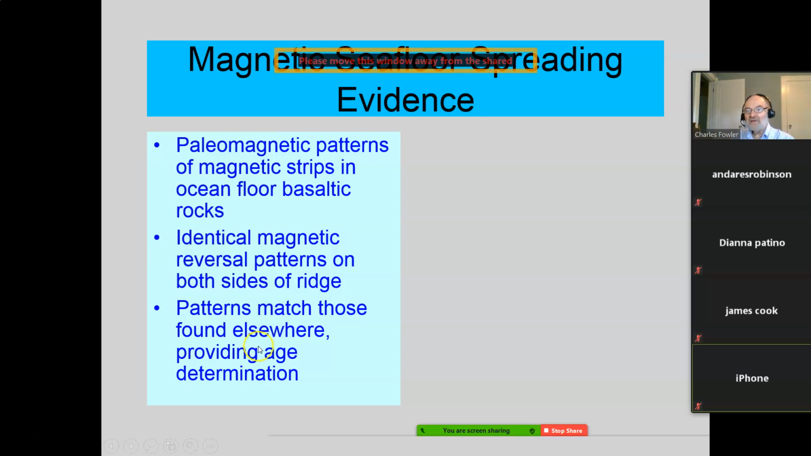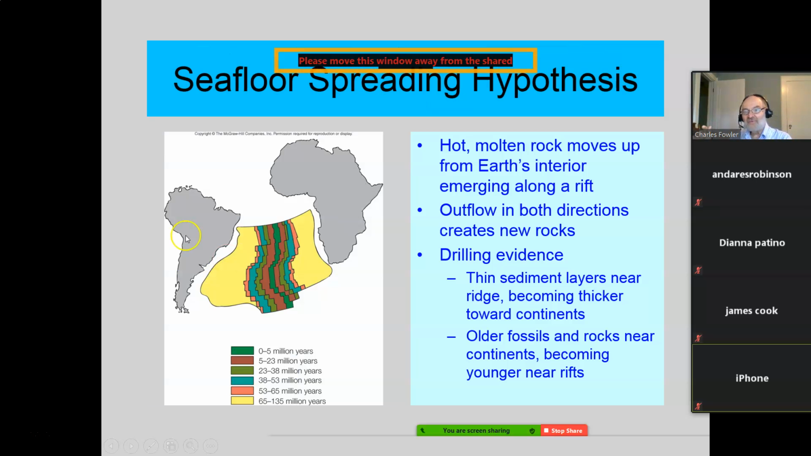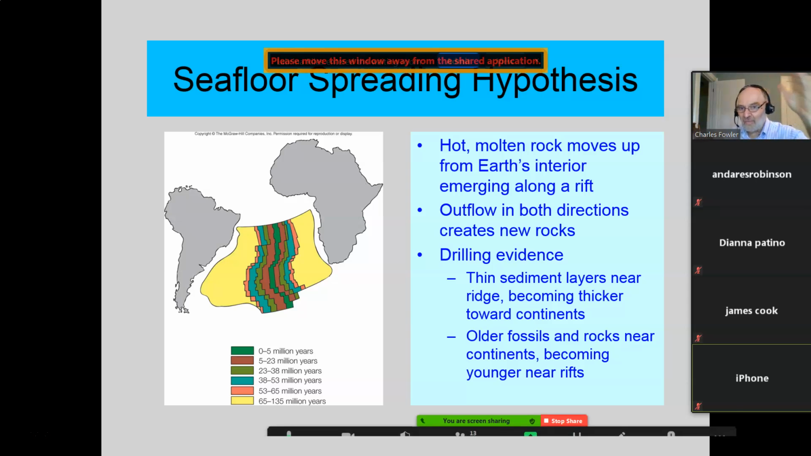The patterns, identical magnetic reversal patterns on both sides of the ridge, match those found elsewhere, providing age determination. So if you have a combination of your carbon-14 dating that gives you an age of the fossils with the magnetic field strength, and you find the same pattern happening on either side, going back.